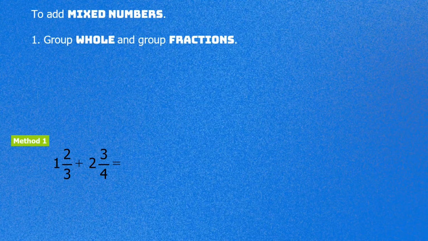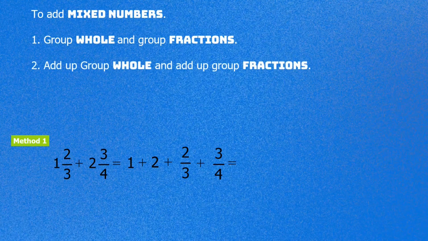First, we group the wholes and group the fractions. The wholes are 1 and 2, and the fractions are 2/3 and 3/4. We now add the wholes together and add the fractions together. To do that, we need to find a common denominator for our fractions since they have no common denominator.